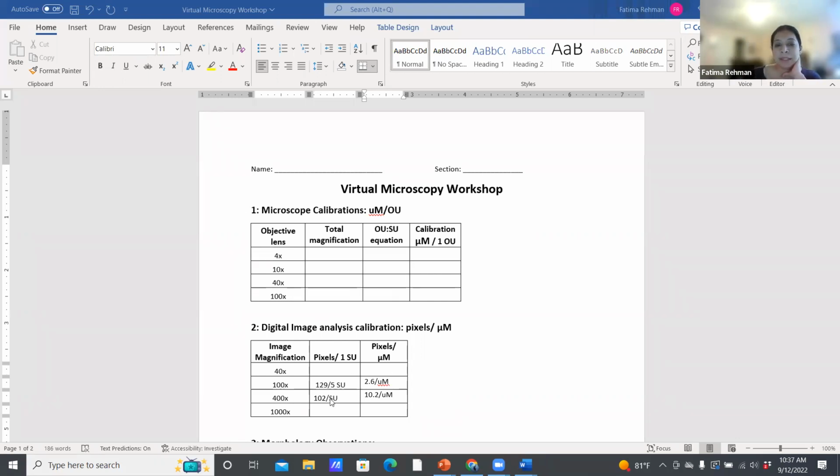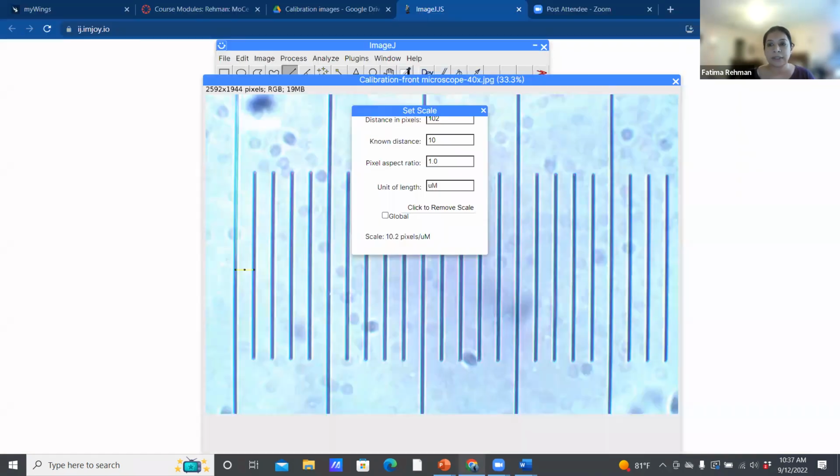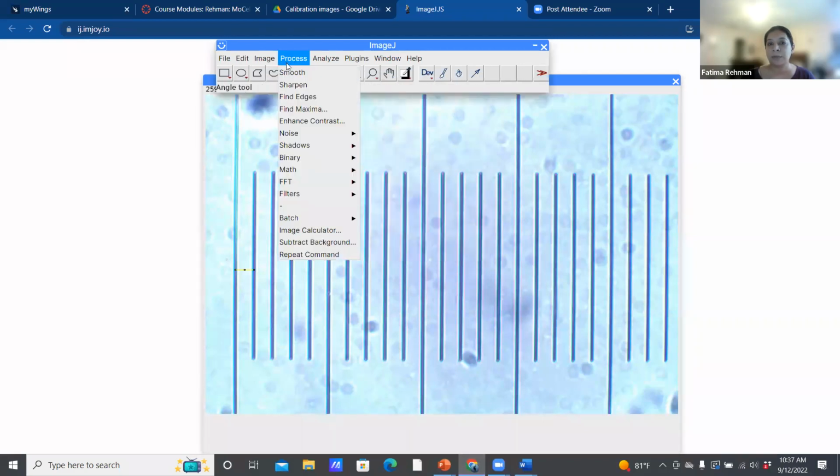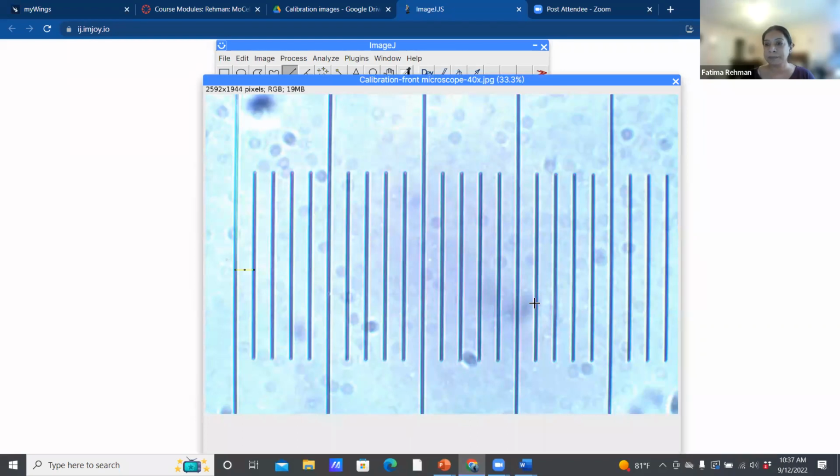So you're going to repeat that process for the 4X objective lens. So the image magnification, right? This is the total magnification, not the objective lens. So 4X objective lens, 10X, 40X, and then that. No, it's 102 divided by one stage unit. It's one stage unit in this case. It should let you use the line. Maybe you haven't closed the set scale out; you have to close it before it lets you use the line again.